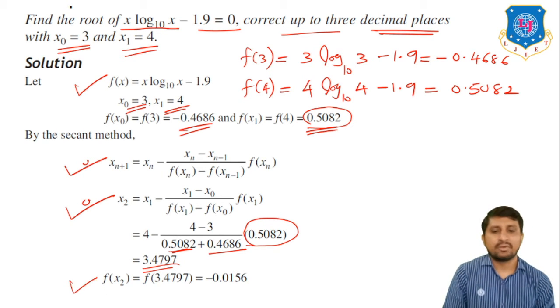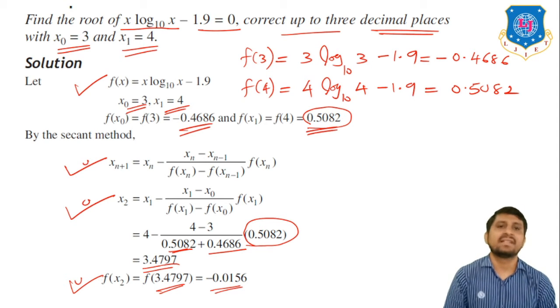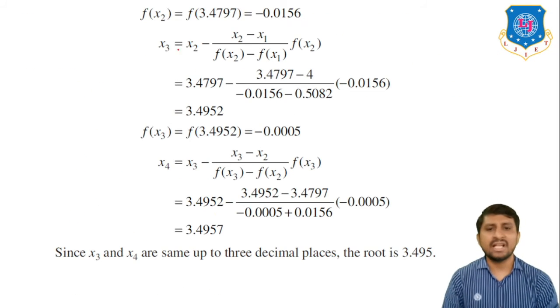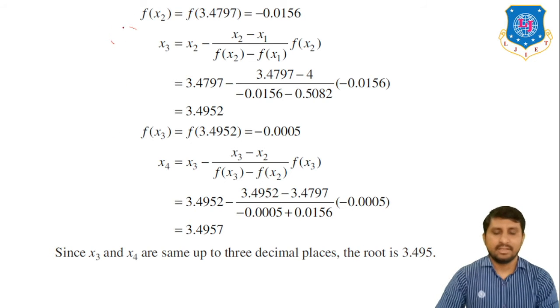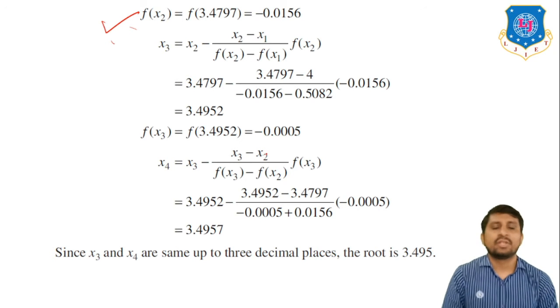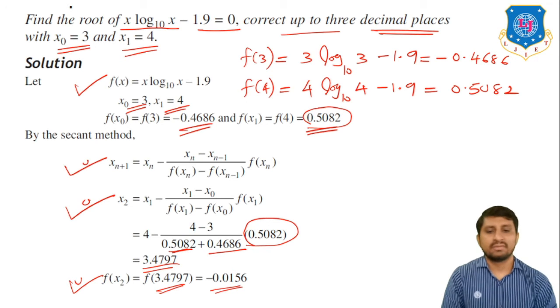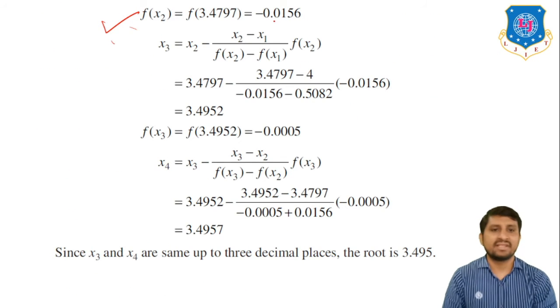Now f of x2, that is f of 3.4797, is equal to minus 0.0156. We find f of x2 because to find x3 we need x2 and f of x2, and x1 and f of x1, both. So when we get x2, we find f of x2. Here f of x2 is negative.